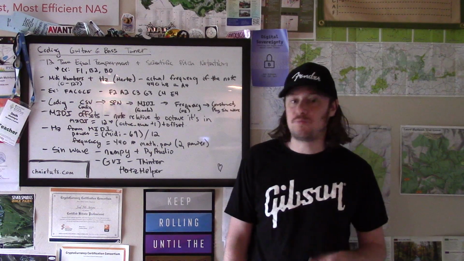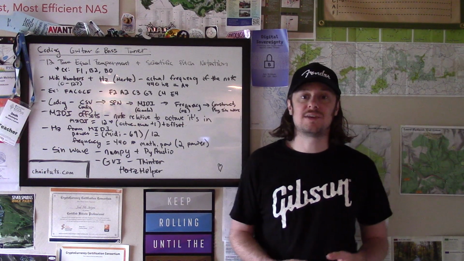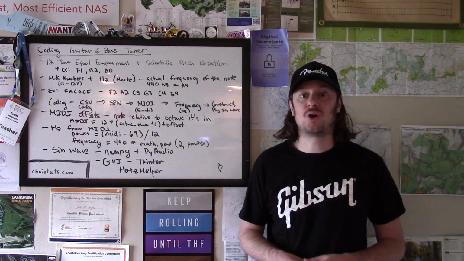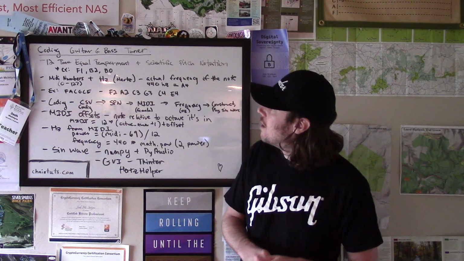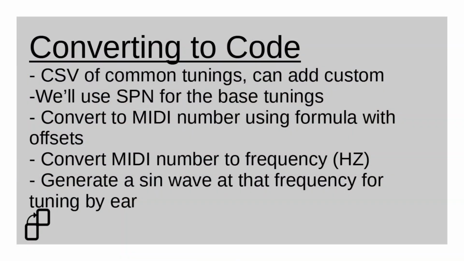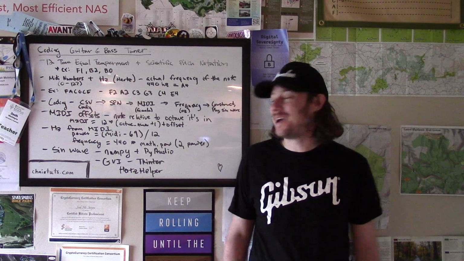Well, there's a couple simple steps that we can use to do this, and this is the approach that I took for the HertzHelper application. I'm starting out with a CSV, comma-separated value, customizable list of tunings that I want to appear in my options menu. So I've included several common tunings in the project for standard scale guitars, baritones, and 4 and 5 string basses, because that's what I enjoy.